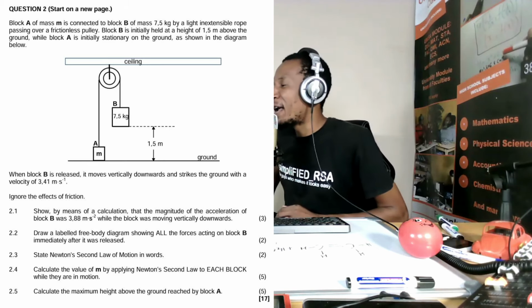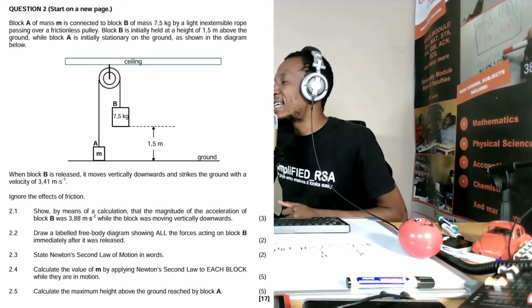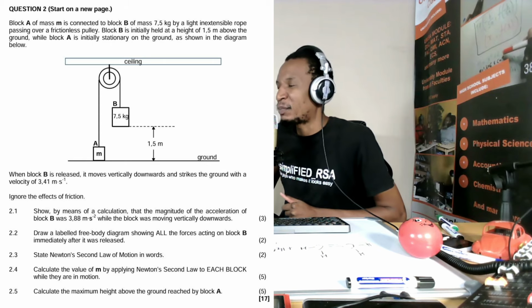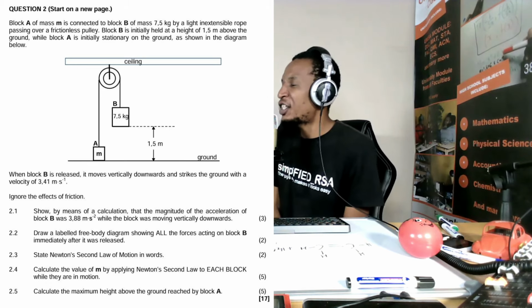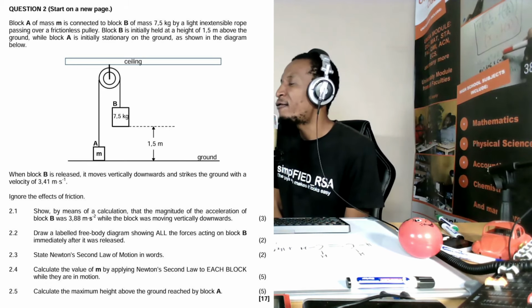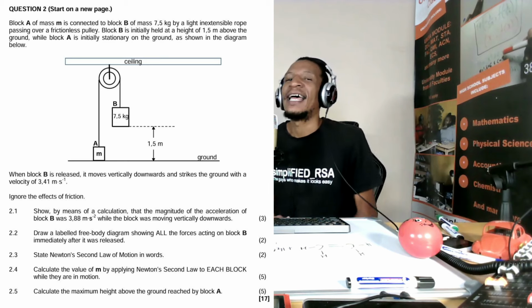And then we have more information that states that when block B is released, it moves vertically downwards and strikes the ground with a velocity of 3.41 meters per second. And we are told we can ignore the effects of friction. And then for 2.1, we have to show by means of calculation that the magnitude of acceleration of block B was 3.88 meters per second squared, while block B was moving vertically downwards.